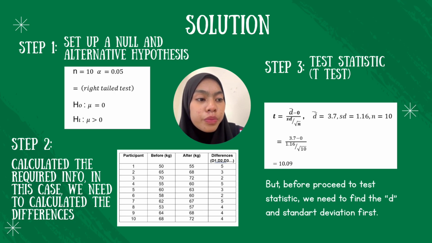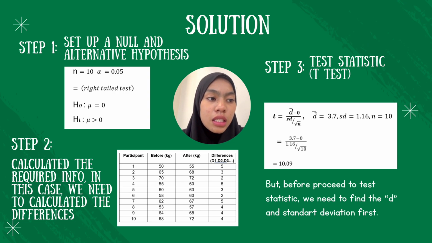For step 2, we need to calculate the required info. In this case, we need to calculate the differences. From the table given, we need to find the D value. Let's move to step 3, the test statistic, where we need to refer to the T table to find the value. With the equation given, we can find the T value. But before proceeding to the test statistic, we need to find D and the standard deviation first.